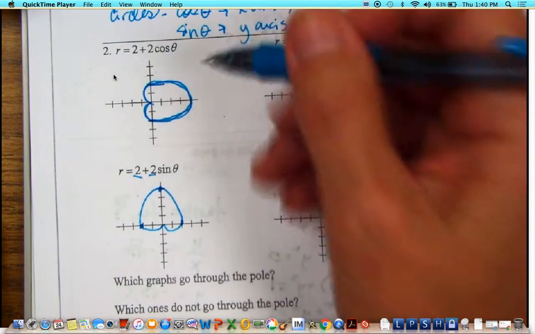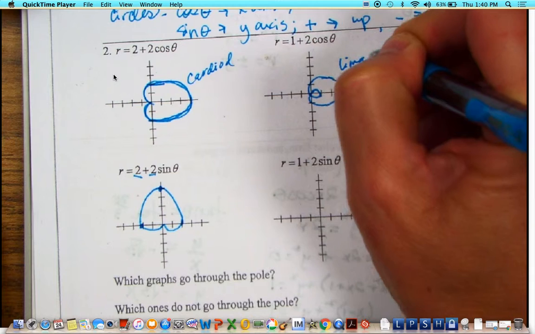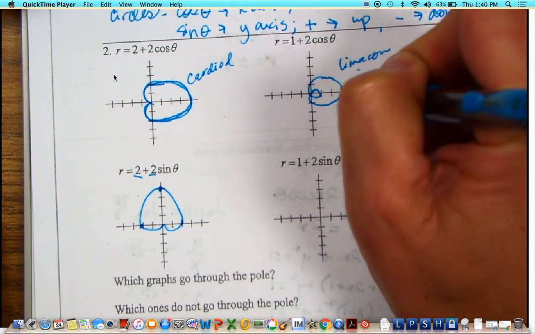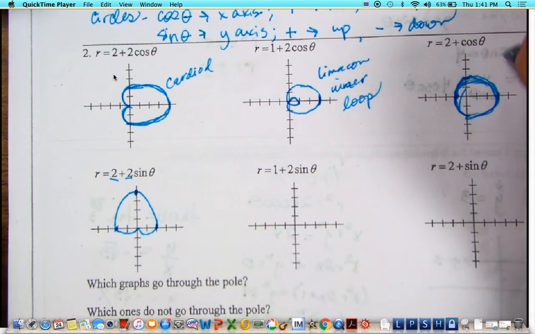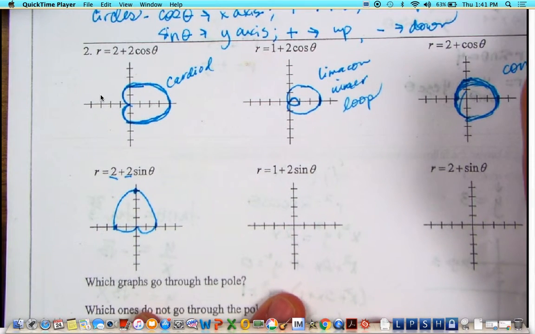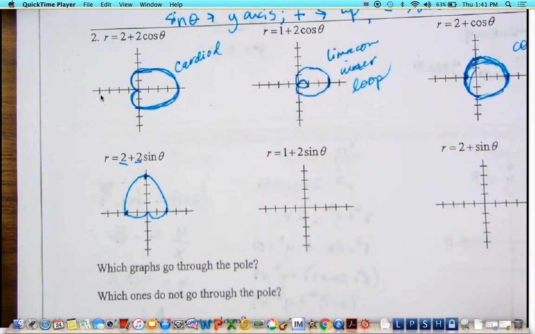Okay, so cardioid, limaçon with inner loop, and this is a convex limaçon, I think it's called. That makes sense. Yeah, convex limaçon. Isn't there like a little dimple on the C? Yeah, there is.